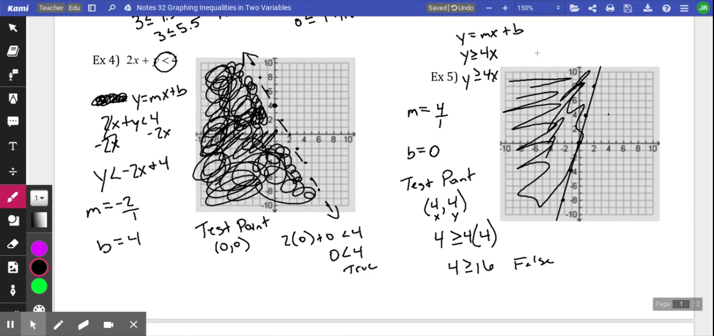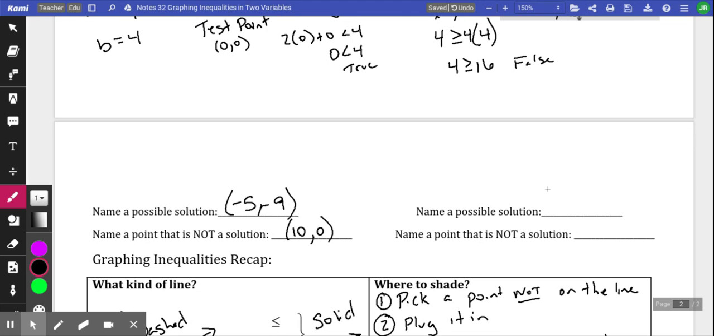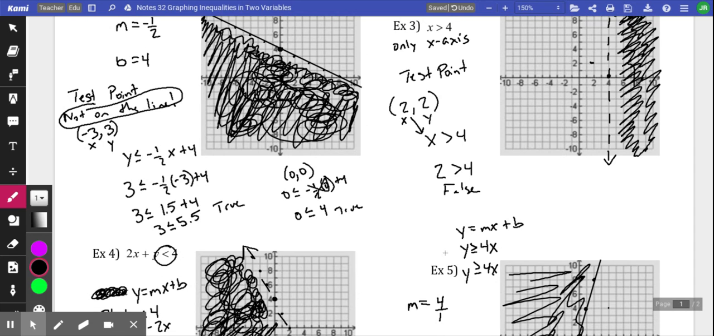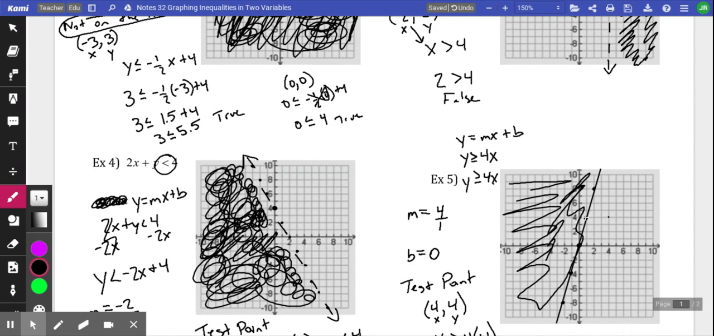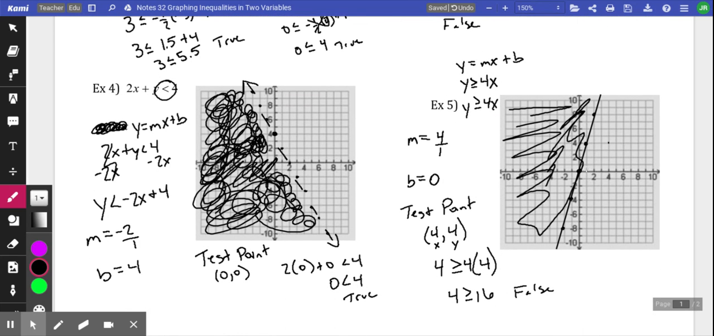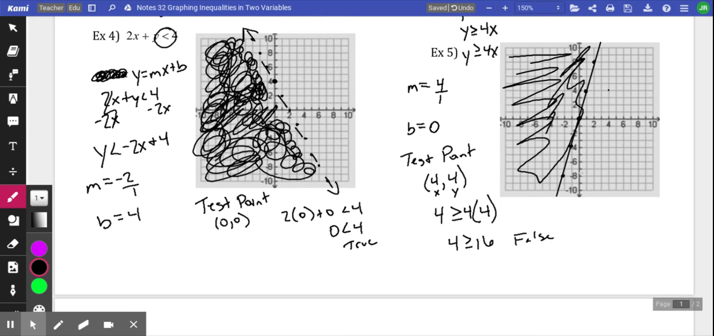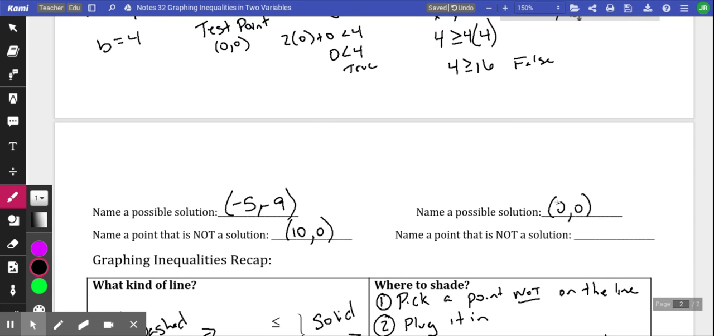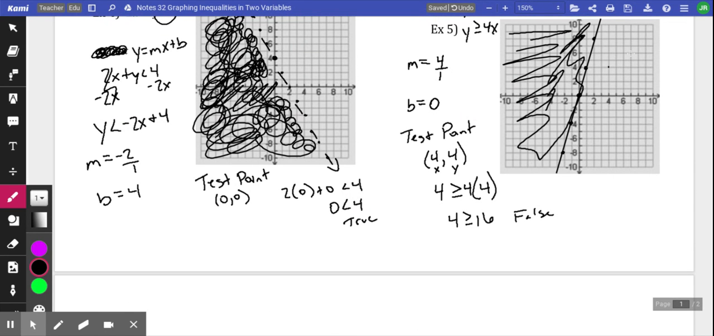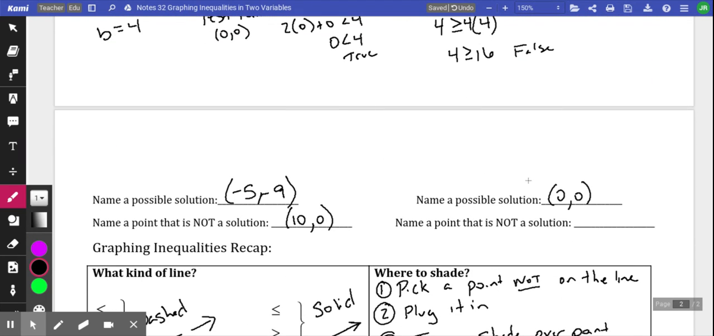Over here, possible solutions would be in the shaded region, but these would also be points on the boundary line. So in this case, 0, 0 would have been a solution because if I plug it in, I would have gotten 0 is greater than or equal to 0. That's true. And the reason why I know that is because I'm working with a solid boundary line. So any point such as 0, 0 that is on the boundary line, when it's a solid boundary line, is a solution. Points that are not solutions would be anything that's in the non-shaded region, such as the ordered pair 10, -10.